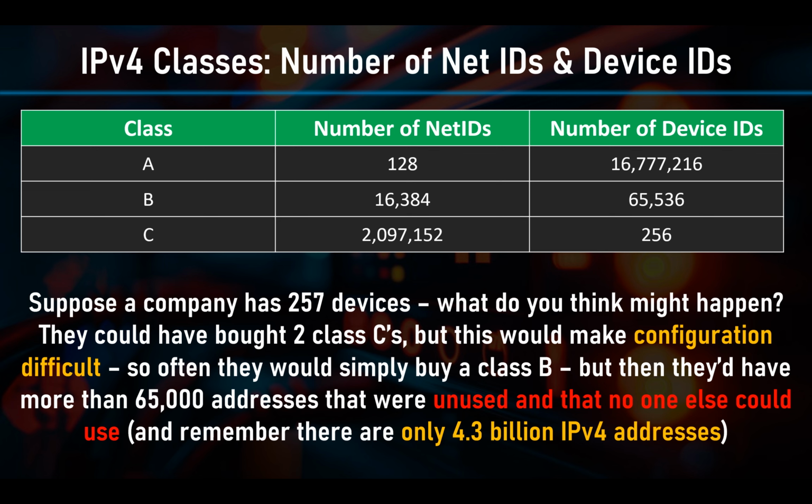So what people would often do is simply buy a Class B. However, then they have 65,536 addresses, and most of those are going to be unused since they're only using 257 of them. And since we only have 4.3 billion IP addresses in the world, if someone is using 257 out of 65,000, that means probably more than 99% are unused. So that's going to be extremely wasteful.